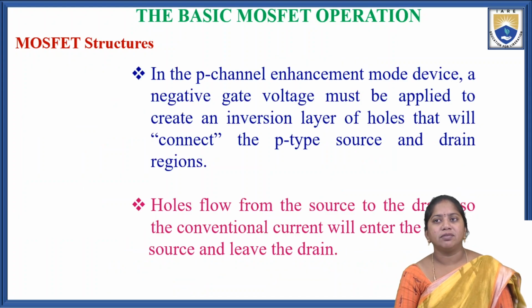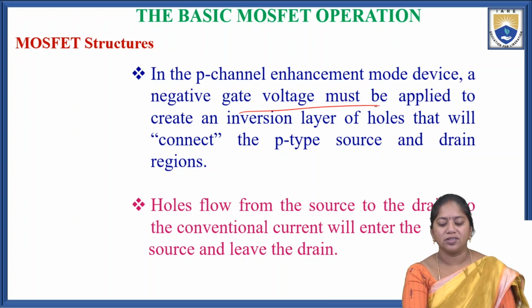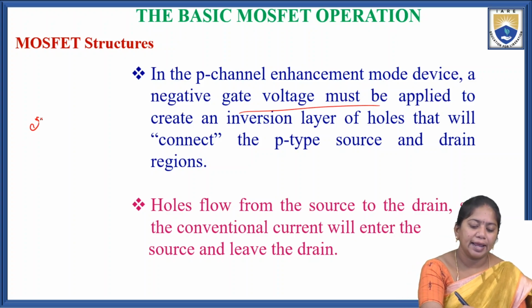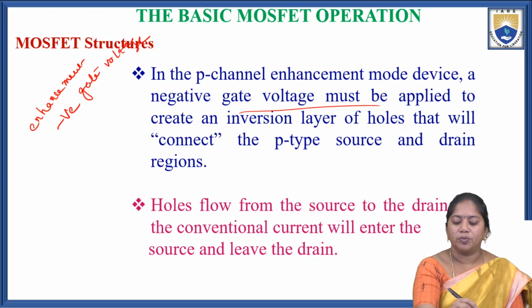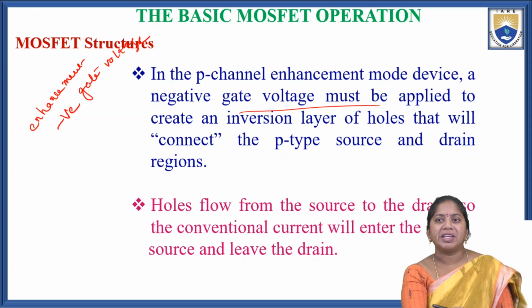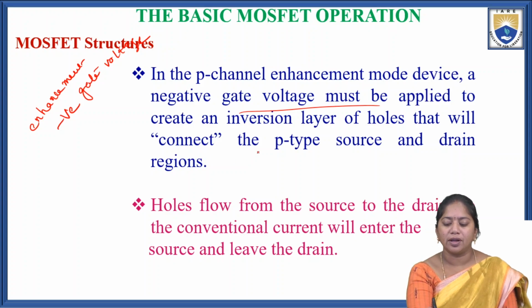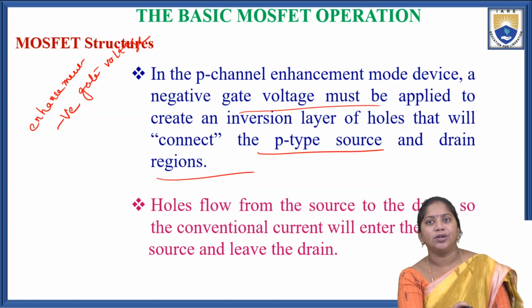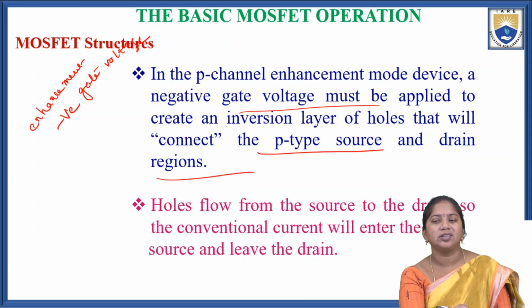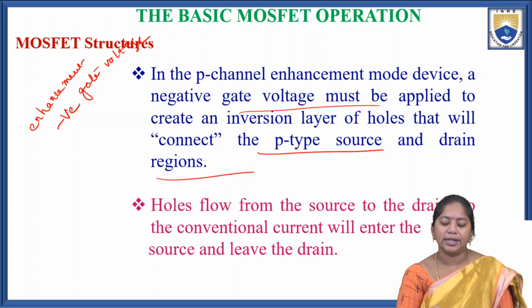In the p-channel enhancement mode device, a negative gate voltage must be applied for creation of the inversion layer of holes that will connect the p-type source and drain regions. So for the p-channel enhancement mode device, the negative gate voltage must be applied to create an inversion layer of holes that will connect with the p-type source and drain regions.